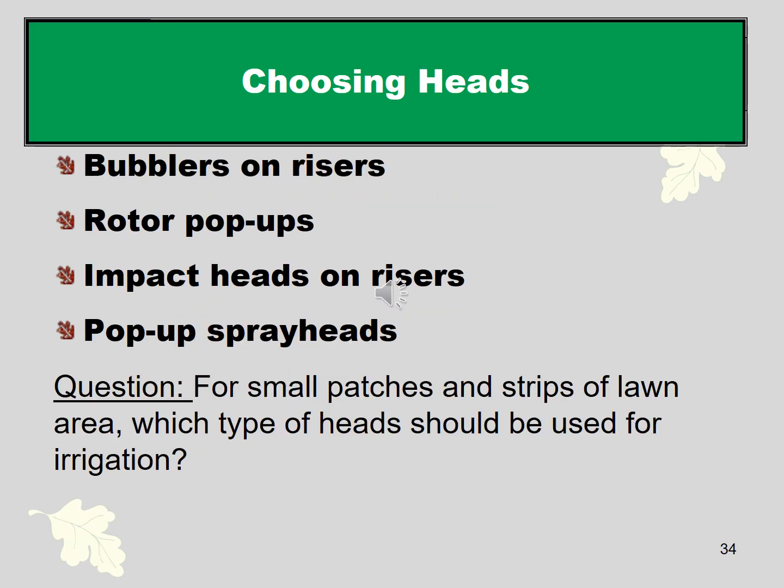Of these 4 types of emitters, which one would be the best for small patches and strips of lawn area? So maybe something like the parkway between the sidewalk and the street, the curb. That would be a small patch and strip of lawn. What do you think? Well, it does depend what you're growing there, but we already said it's lawn. And in this case, I think pop-up spray heads that have a short range might be the best thing to use.